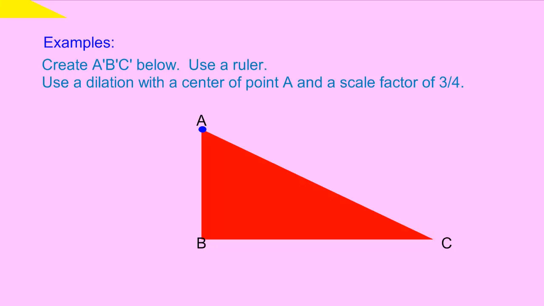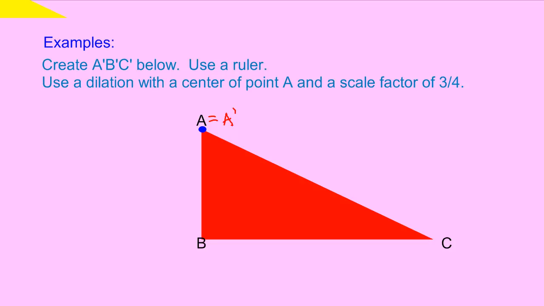We want to create triangle A prime, B prime, C prime based on the pre-image triangle ABC. The way we're going to do it, we're going to have to measure. We're going to use a dilation with a center point of A. So A is also part of the pre-image. So this kind of goes back to if a point on the pre-image is on the center point, then A prime we'd also expect to be on A as well. I'm just going to go ahead and write that down while I'm thinking about it. So now we still need to find B prime and C prime using a scale factor of 3/4.